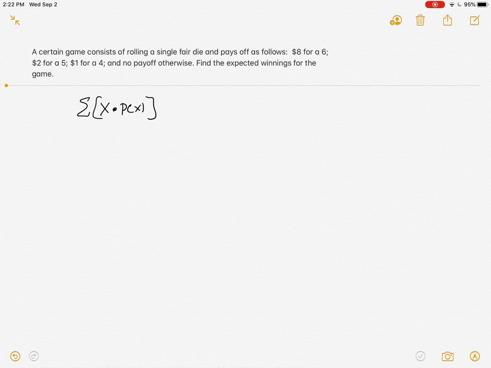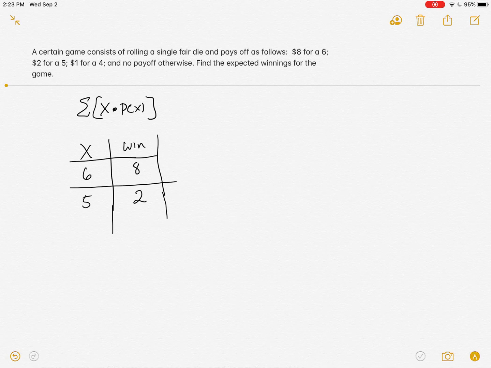So it's up to us to list out the outcomes. We're going to roll a die, and as we roll that die, it's telling us that if a 6 comes up, then what you're going to win is $8, right? So the outcome could be a 6. The outcome could be a 5. If it's a 5, then you win $2. Or the outcome could be a 4. And if it's a 4, you win $1. But if it's anything else, if it's a 1, 2, or 3, you're going to win nothing.